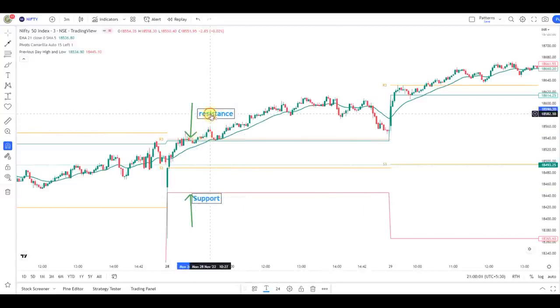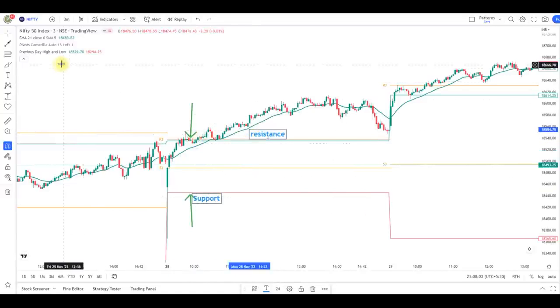So this green level which we marked as previous day high and low, this previous day high can act as a resistance zone and the previous day low can act as the support zone. Along with that, we have added the Camarilla pivot R3 and S3. R3 is the resistance zone, S3 is the support zone, and we have the 21 days moving average. This 21 days moving average will act as a support and resistance zone too. So when we do scalping with the combination of all three indicators, we will get more accuracy.